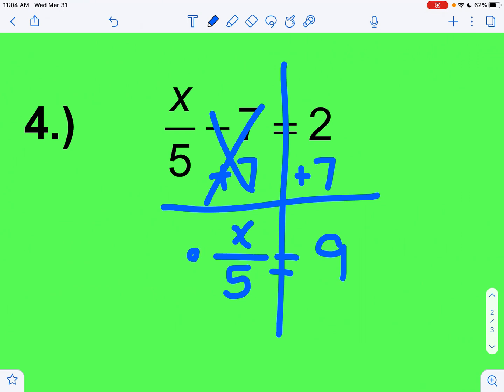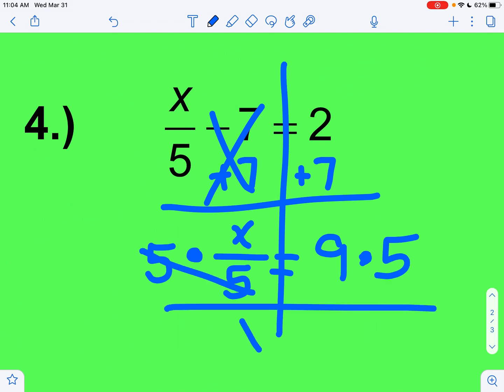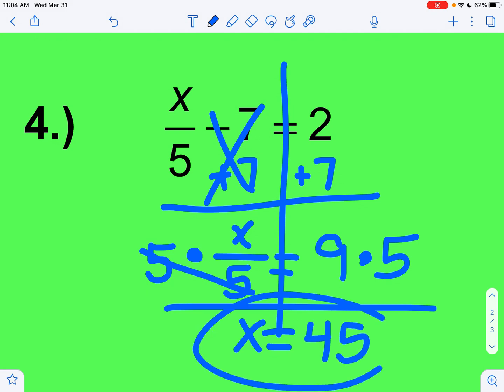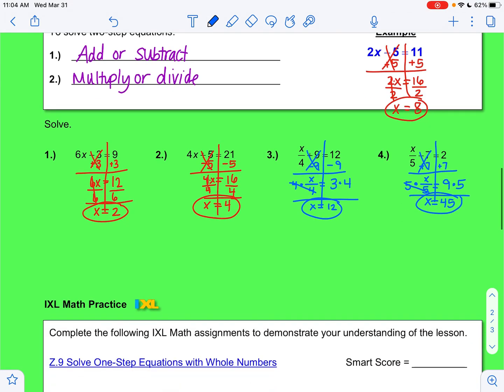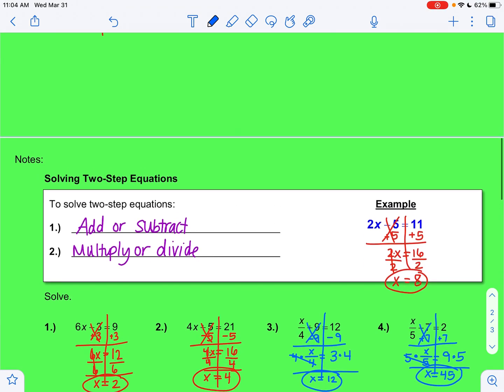Now it's x divided by 5. The opposite of dividing is multiplying, so we're going to multiply both sides by 5. Our 5's cancel out. We're just left with x. 9 times 5 is 45. And that is how we solve two-step equations.